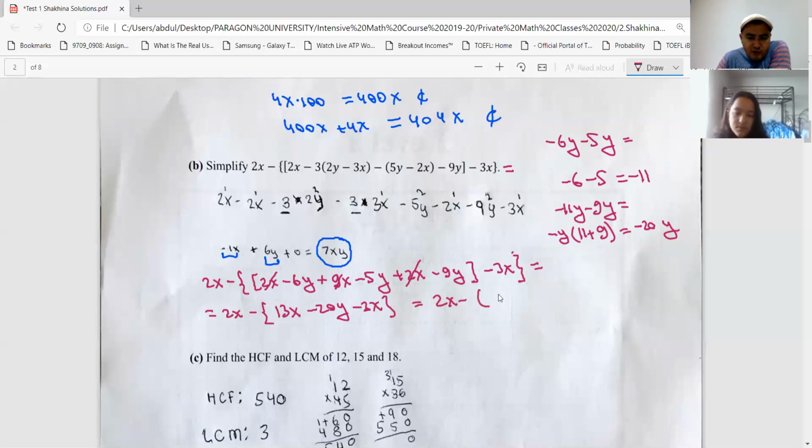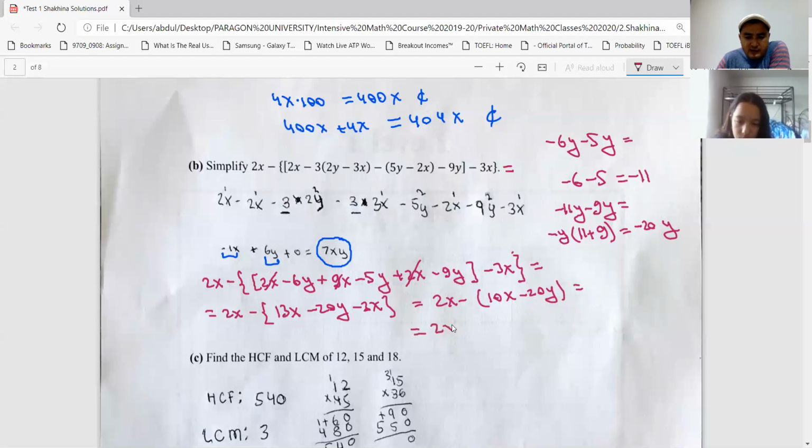Here we have only brackets, so I can just write simple parentheses. 13x minus 3x, what is it? 10x. And we have only 21; we don't have any like term for 21. So next we have to clear this bracket.